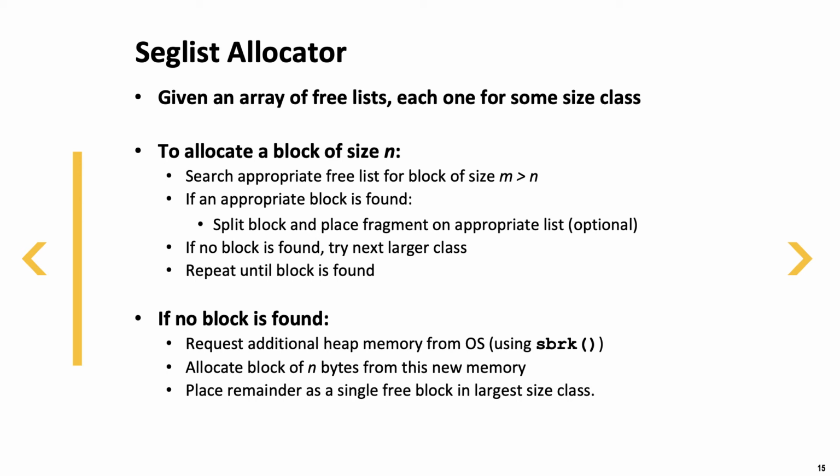Now, if no block is found, that just means our heap is filled up. We don't have anything on the heap that will do this, so we can request additional heap memory from the OS, allocate a block of n bytes from that new memory, and place the remainder as a single free block in the largest size class. So even when we have to grow our heap, we have a very simple way of grabbing the allocation that we need and then sinking the rest of how much it grew right back into our segregated free list approach, so that we can keep on doing this as efficiently as possible.